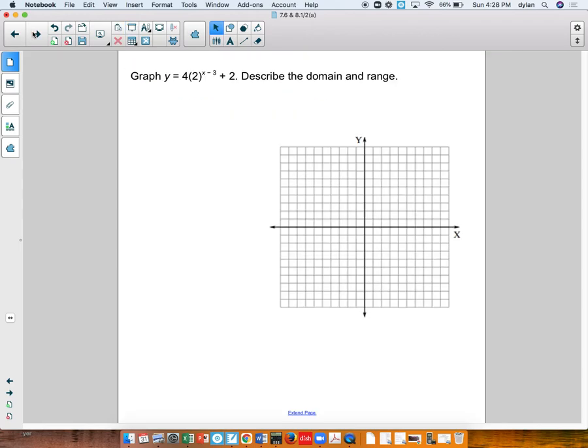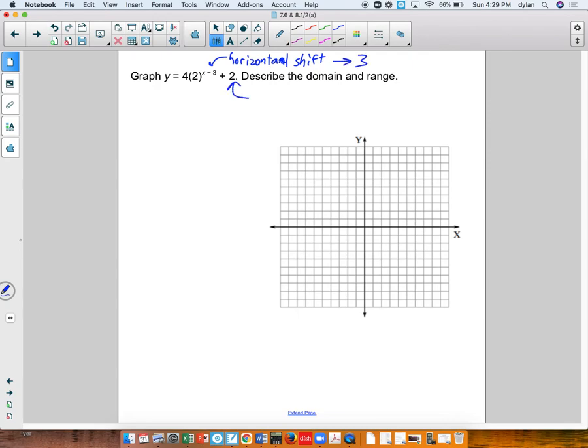All right, so our last example today is what to do when you also have transformations. So we have the function y equals 4 times 2 raised to the x minus 3, plus 2. And so some things to note here. The x minus 3 represents a horizontal shift to the right 3 units.